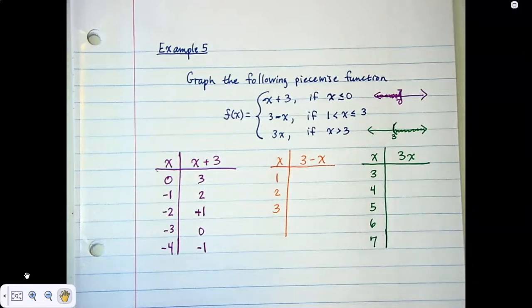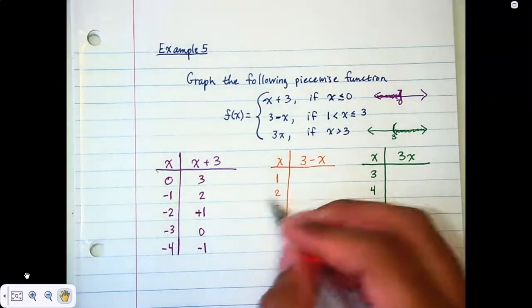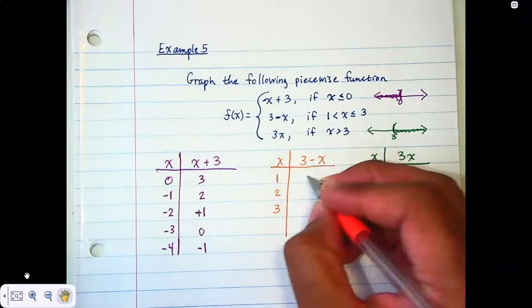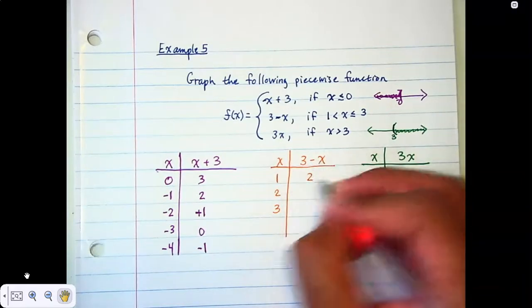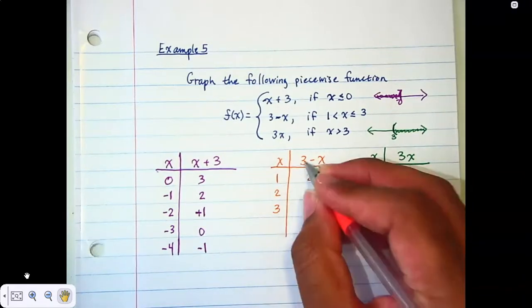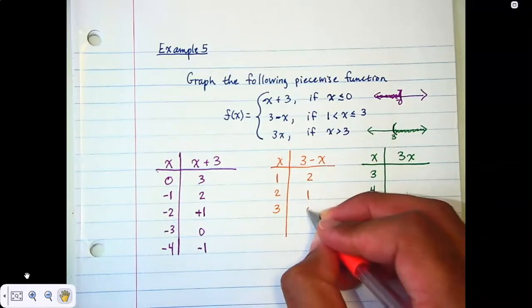So we did that part. All right, but I didn't actually fill that in. Oops, let's go back and fill that in, guys. So here, 3 minus 1 is 2. 3 minus 2 is 1. 3 minus 3 is 0.